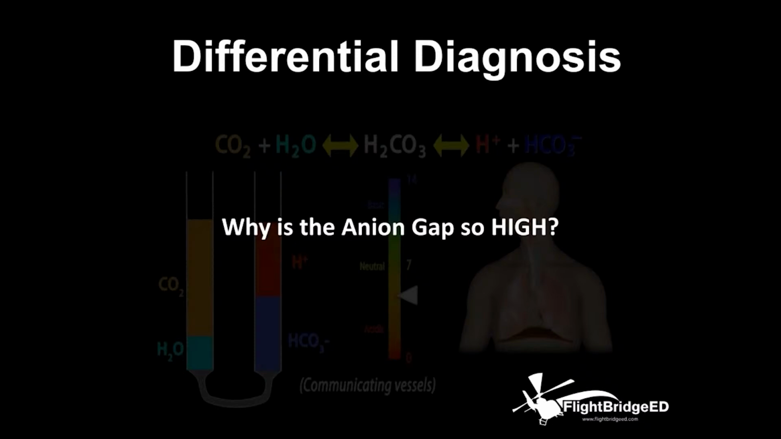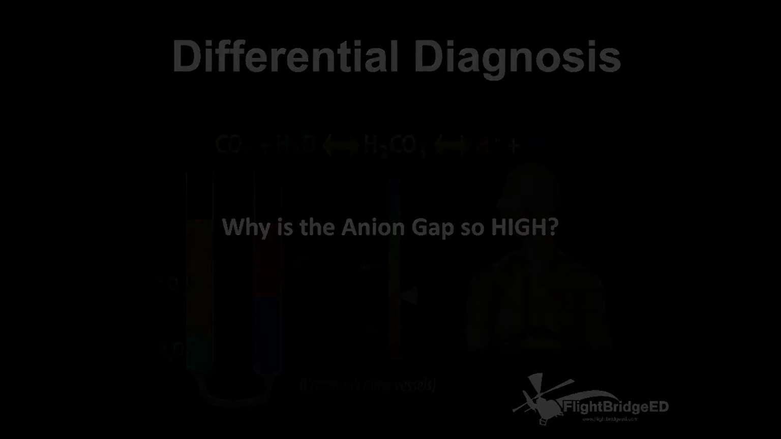Again, why is the anion gap so high? We know a normal anion gap is corrected, meaning you're adding the potassium onto this calculation. If it's greater than 20, it's significant. So we're at 30 for this patient. What does that tell us? And is that an ominous finding?